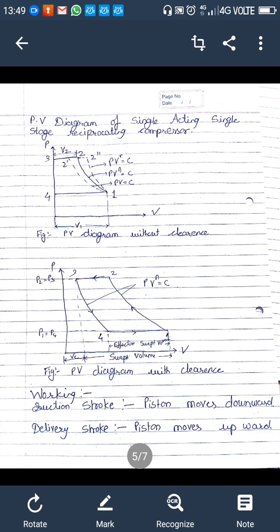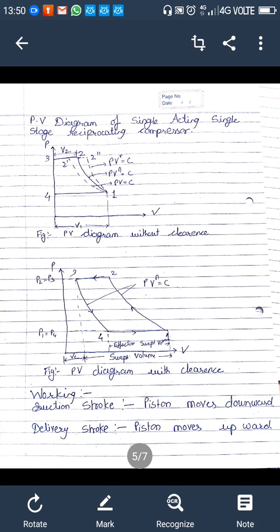In the delivery stroke, the inlet valve and delivery valve are mounted in the cylinder head. The valves are of the differential type. Valves automatically open or close depending upon the pressure difference between the outside and the cylinder pressure. When the piston moves upward in the delivery stroke, the pressure inside the cylinder goes on increasing till it reaches the discharge pressure. The discharge valve gets open and air is delivered to the container.